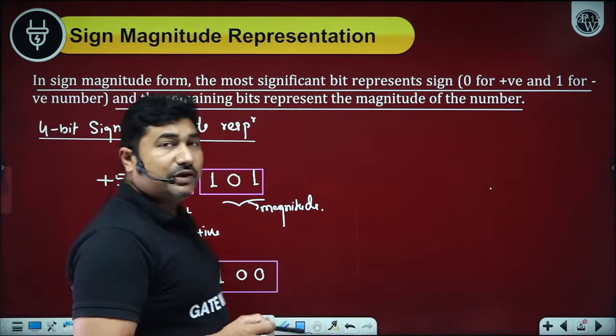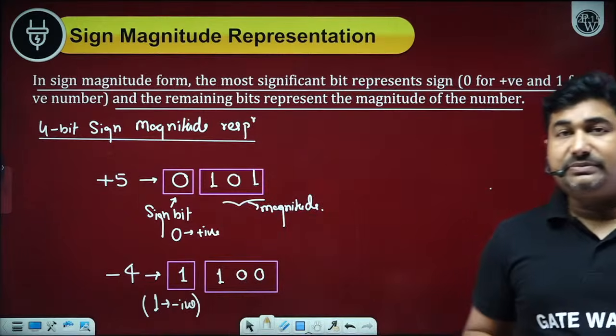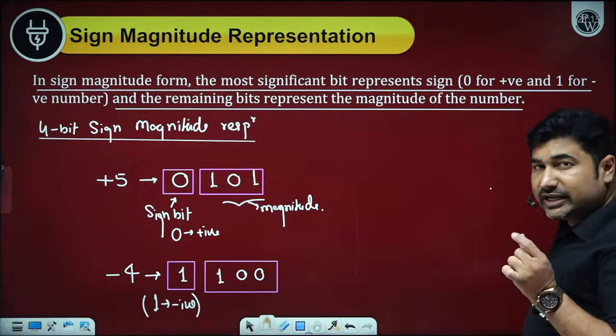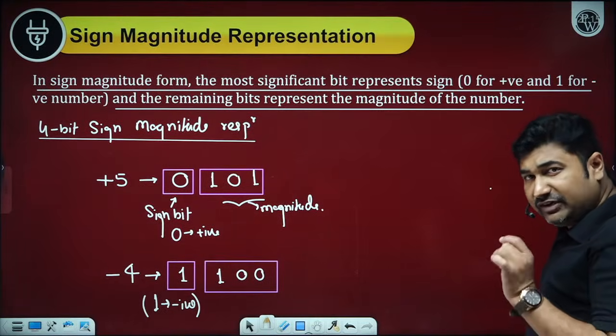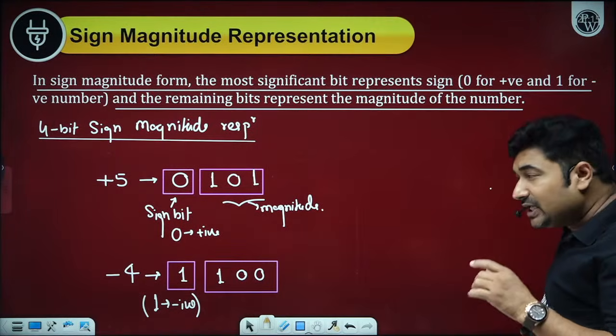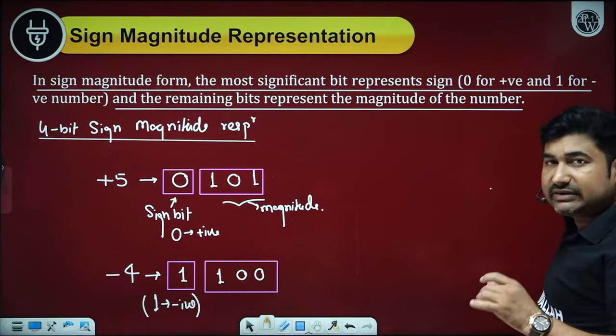So how many of you are able to understand the sign magnitude representation? In a sign magnitude representation, the most significant bit is the sign bit. If the most significant bit is 0, it represents a positive number. If the most significant bit is 1, it represents a negative number.